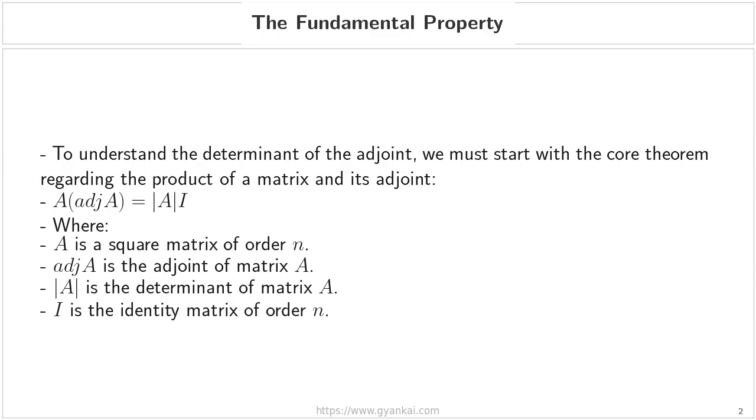Let's break down exactly what these components represent so there is no confusion. First, we have A, which is our square matrix of order n. Next, we have adj A, which represents the adjoint of that same matrix A. The term on the right side, written as the vertical bars around A, represents the determinant of matrix A. Finally, we multiply that determinant by I, which is the identity matrix of the same order, n. This specific relationship is the golden key we are going to use in the next few slides to derive our final formula.